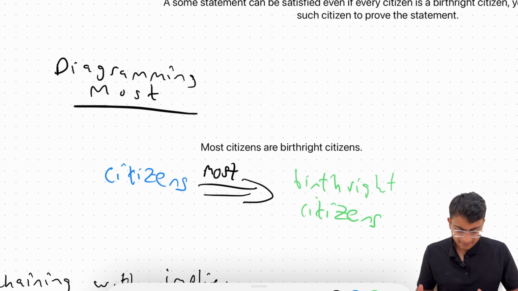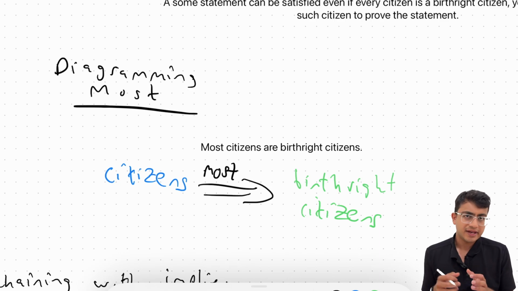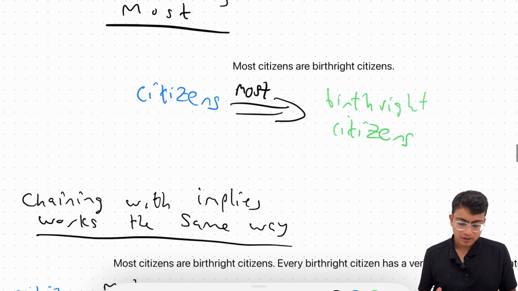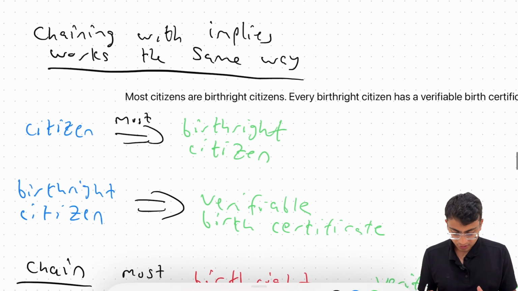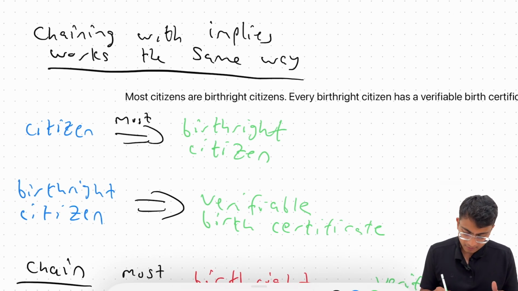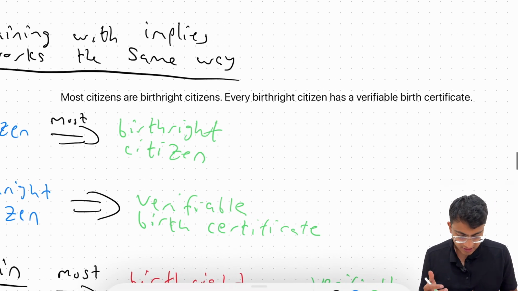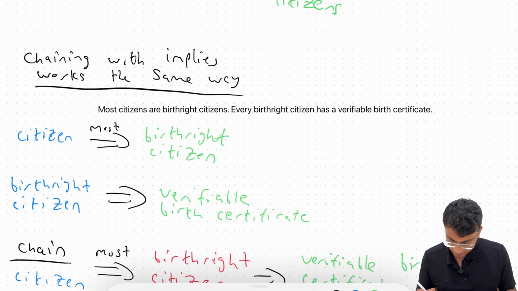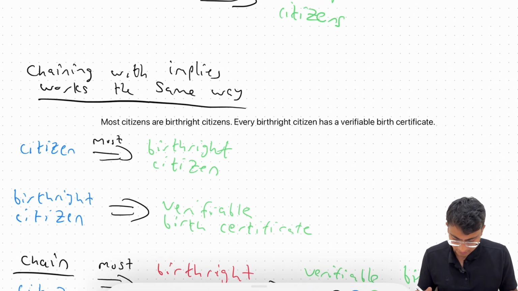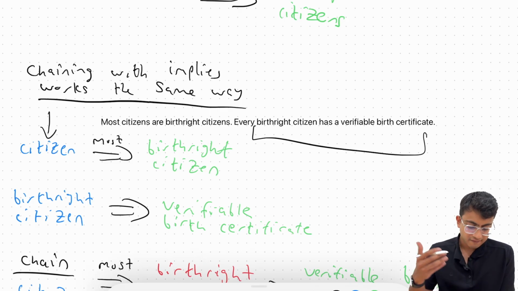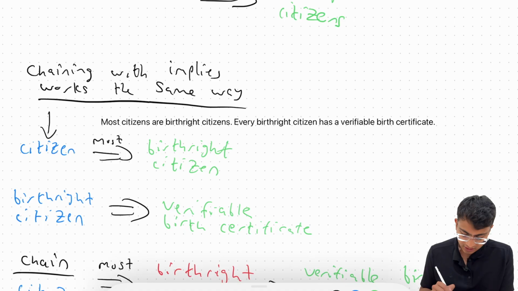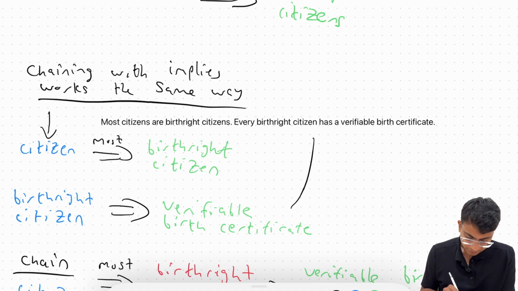And the power of boiling down a "most" statement to a diagram that we're relatively familiar with is that chaining works the same way. So let's take this example. Most citizens are birthright citizens, and every birthright citizen has a verifiable birth certificate. Let me zoom out a bit. There we go. Most citizens are birthright citizens, so that's this diagram right here. And every birthright citizen has a verifiable birth certificate. That is this right here.